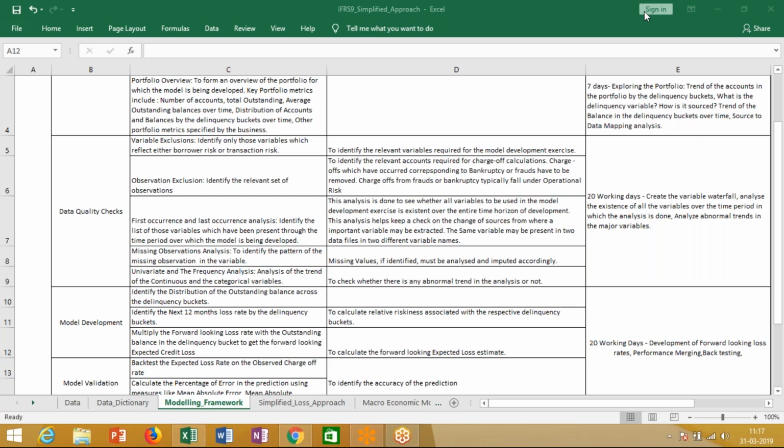So one very important precondition for developing a simplified approach is that the entire trade receivables data should be divided, or it should be like it is divided across the balances, right?